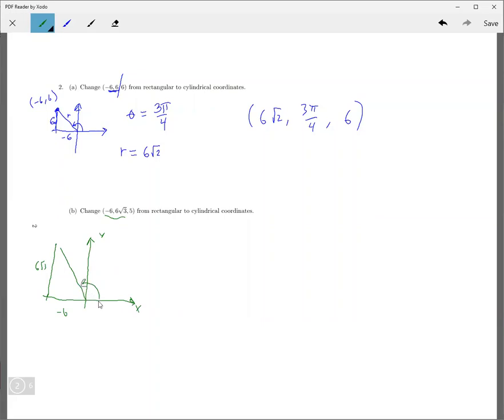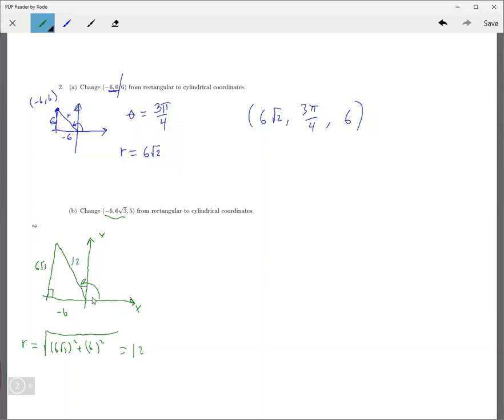Okay, so what do you think this side's going to be here now? This side over here. What do you think the radius is going to be? Well, can't you just use the Pythagorean theorem to find that? Yes, we can. It'll be 6√3 squared plus 6 squared. 12, right?